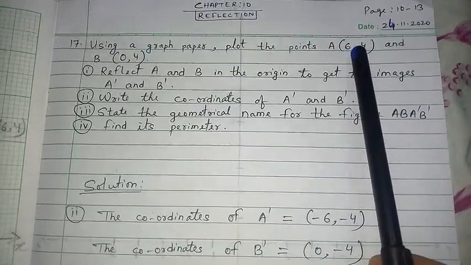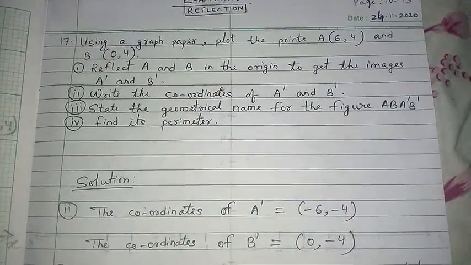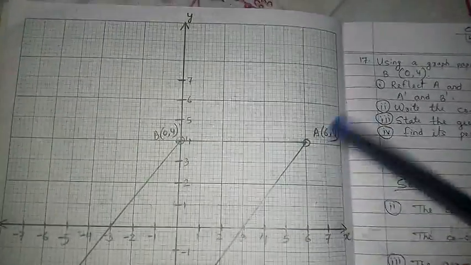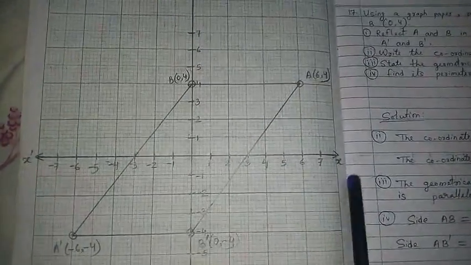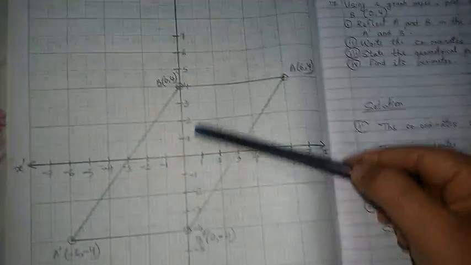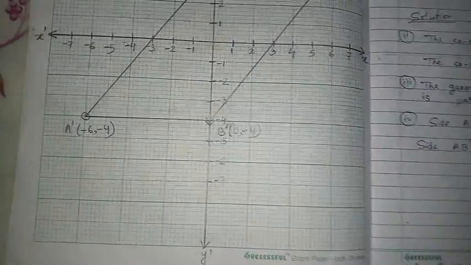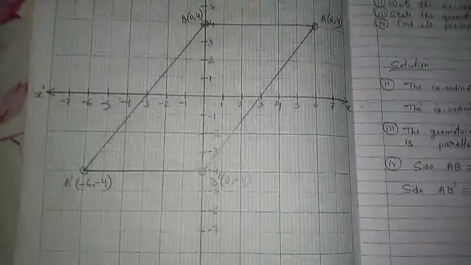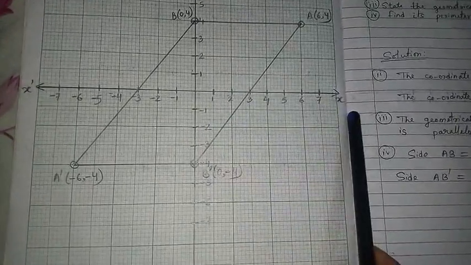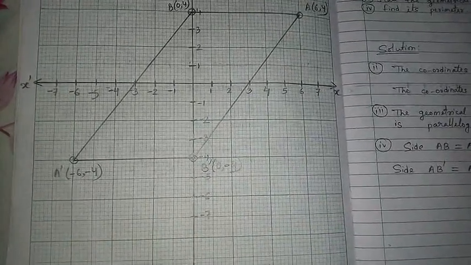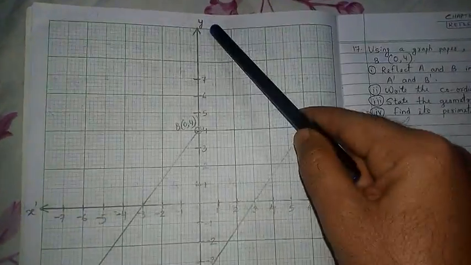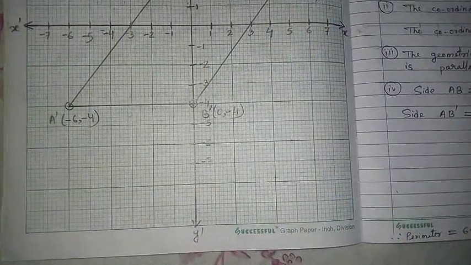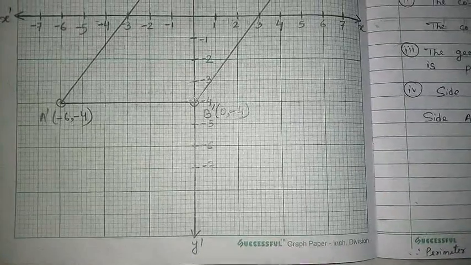So first we will plot this on the graph paper. Now step by step I will explain. Before plotting the points A and B, first we will draw the y-axis and x-axis. This is the x-axis, this is the y-axis. You have learned in previous classes that this is the positive part of the x-axis, this is the negative part of the x-axis, so it is called x dash. The positive part of the y-axis and the negative part of the y-axis, and this is called y dash.